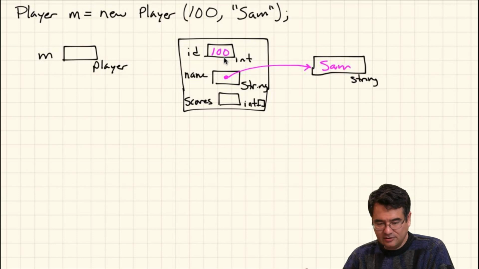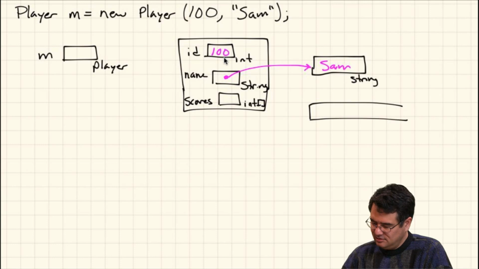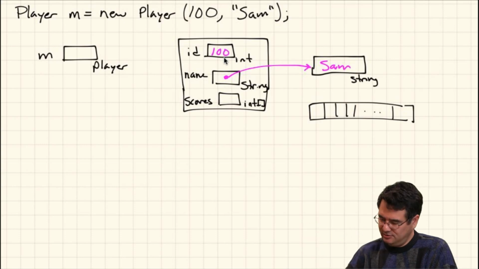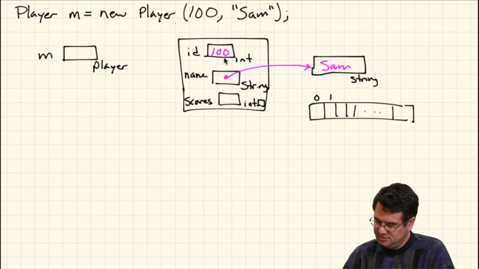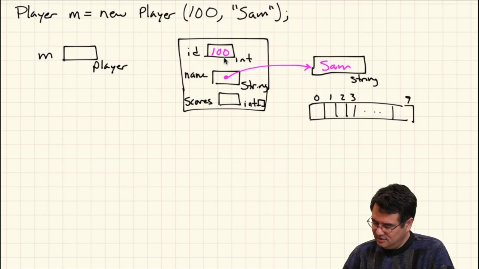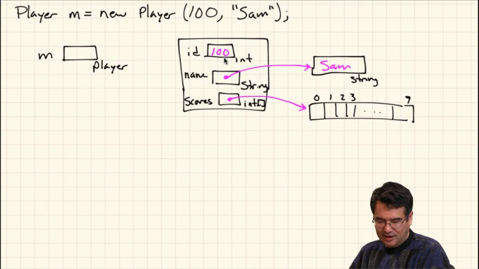And then what do you think goes in for scores? Well, it's an integer array, and the constructor says make an array of size 10. So that means somewhere out in the computer's memory is 10 boxes all arranged in a row, numbered 0, 1, 2, 3, up to 9. But those exist somewhere in the computer's memory. And what scores holds is a pointer to that.